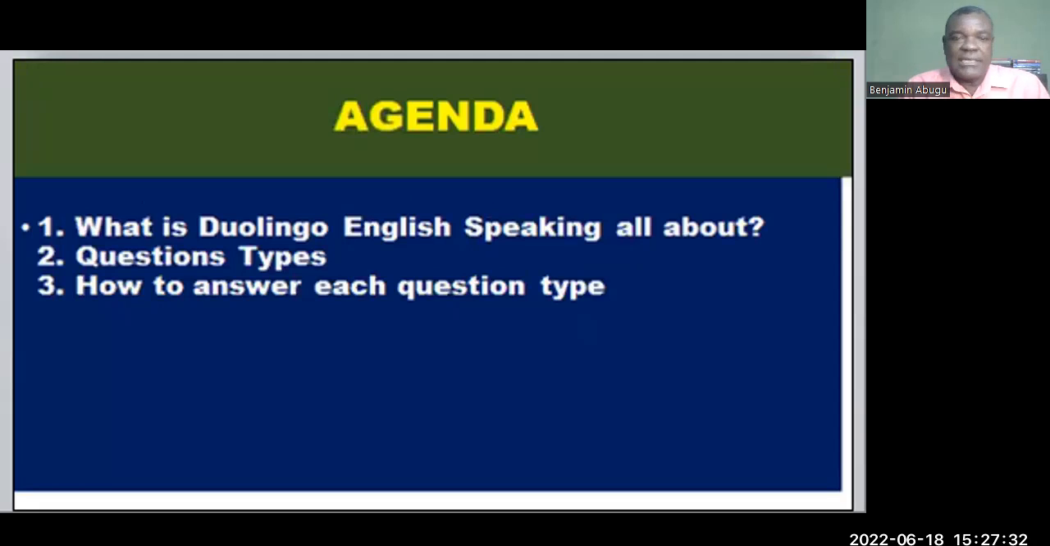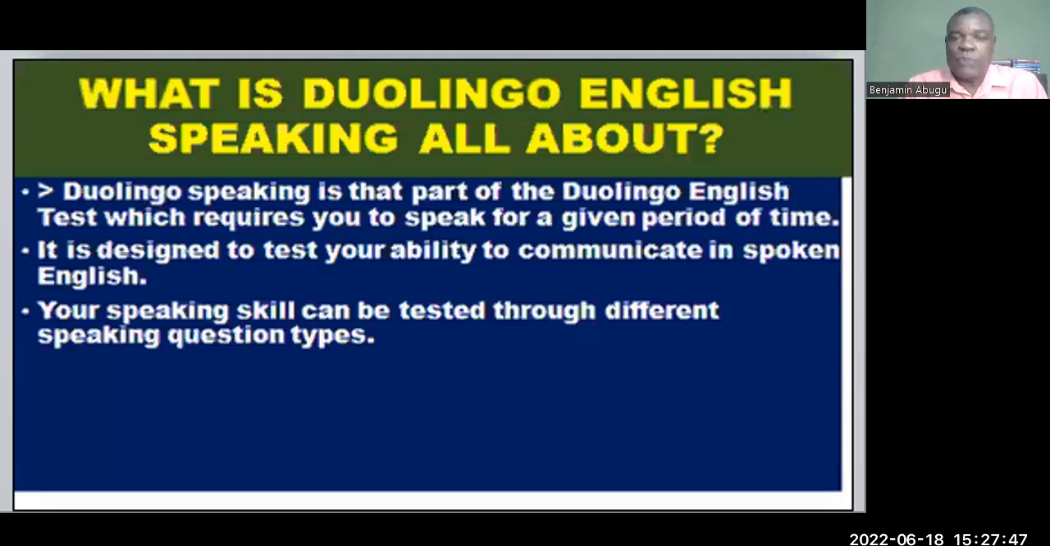We have 3 items. Number 1, what is Duolingo English speaking all about? 2, question types. 3, how to answer each question type. Now, let's take this one by one. What exactly is Duolingo English speaking all about?